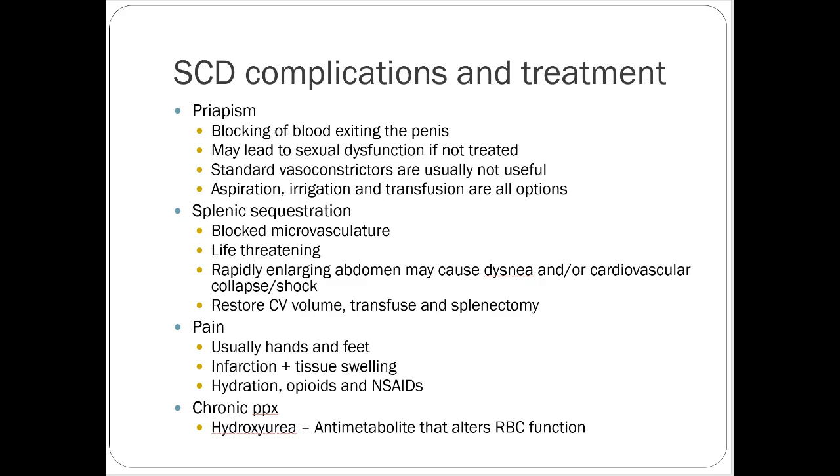Priapism, you can aspirate, you can irrigate, you can give a vasoconstrictor locally to the area. That usually doesn't help either. You're just going to have to consult urology probably for that one. And splenic sequestration, so blocked microvasculature. This can possibly be life-threatening because you can get a really rapidly expanding abdomen. So this is going to be another thing where you're probably going to have to do surgery or some sort of transfusion.